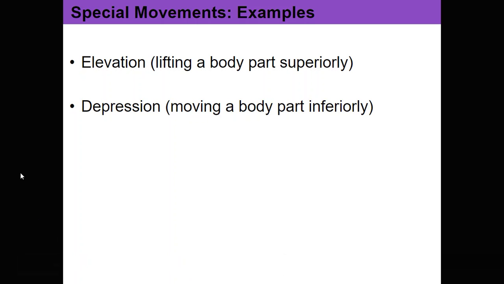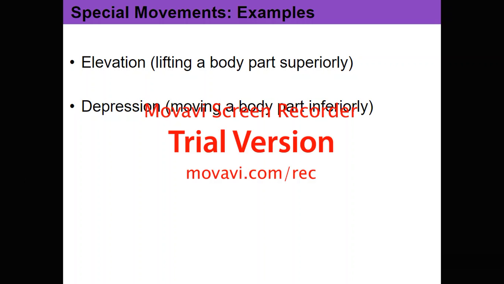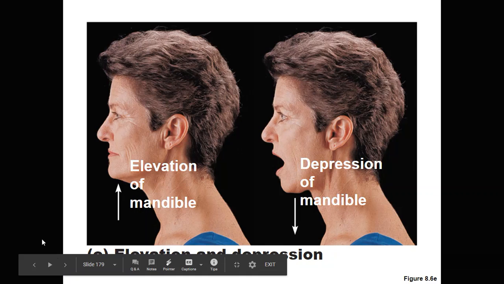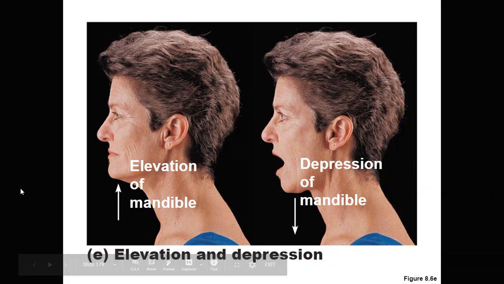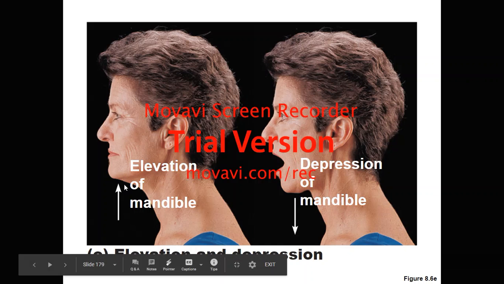All right, so elevation and depression, again, those names pretty much tell you what they do. Lifting the body parts superiorly is elevation. Depression, moving your body parts inferiorly. So the jaw can also do elevation and depression. So here's an example: elevation, mandible moving upward, depression, moving it downward. Okay, closing and opening your mouth essentially.